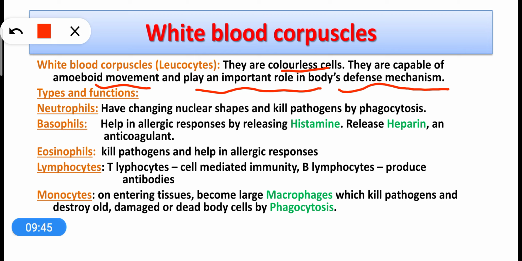There are different types of white blood cells. First of all, there are neutrophils, which have changing nuclear shapes, and they kill pathogens by phagocytosis. If we talk about basophils, then they help in allergic responses by releasing histamine and heparin, which is an anticoagulant. So, dear students, whenever there is some infection in our body or there is some allergic reaction, right, histamine is released from basophils, which causes inflammation, redness, hotness in that particular area. So, wherever there is swelling, there is a function of basophils, right? And they also release heparin.